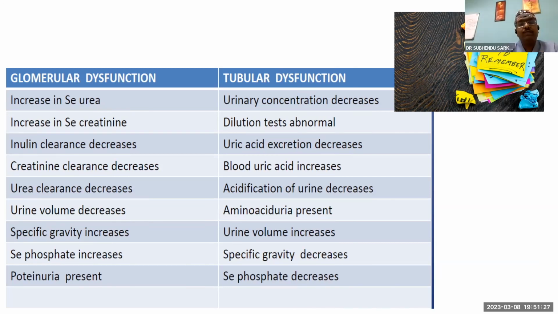So we have a glomerular dysfunction and a tubular dysfunction. Usually in glomerular dysfunction, there is an increase in the serum urea, urine clearance decreases, urine volume comes down, specific gravity increases. In tubular dysfunction, there is a gross decrease in the urinary concentration, and dilution tests are abnormal, uric acid excretion comes down, blood uric acid increases, acidification of the urine comes down, it becomes more alkaline, amino aciduria is present, urine volume increases, specific gravity decreases, and phosphate decreases. So these are the basic differences between glomerular and tubular dysfunction.